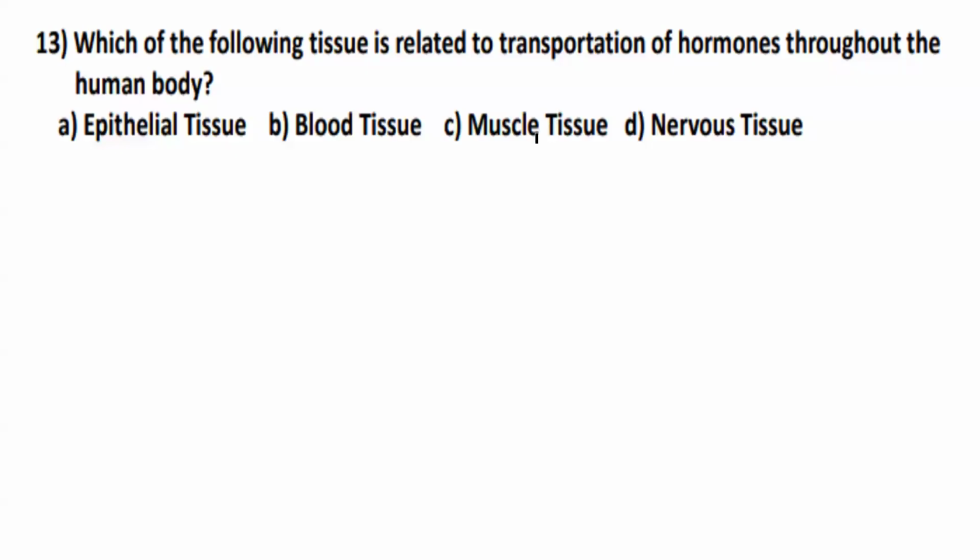Which of the following tissues is related to transportation of hormones throughout the human body? Hormones are transported in the blood plasma. Blood is related to connective tissue, so here directly they have given blood tissue. If you take the blood plasma, it transports hormones, antibodies, plasma proteins. All those are dissolved. Gases are dissolved, nutrients are dissolved in the plasma, and it transports throughout the human and animal body.